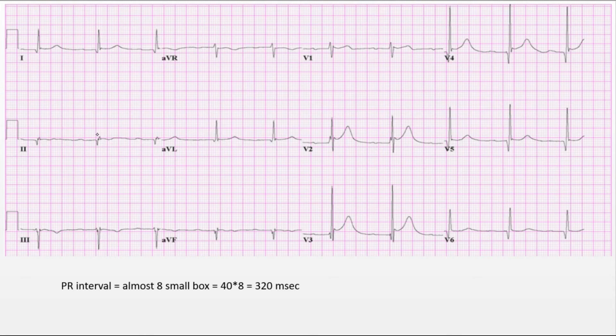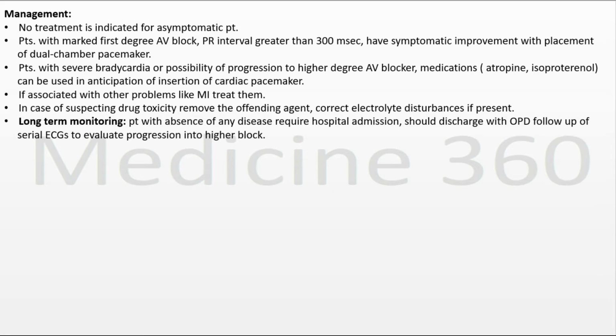From here you will see that the PR interval is prolonged, and it consists of almost 8 small boxes. So the PR interval is approximately 320 milliseconds, which is greater than 200 milliseconds, and this shows a case of isolated first degree AV block, as there are no other abnormal findings in the ECG. So now we will discuss the management of first degree heart block.